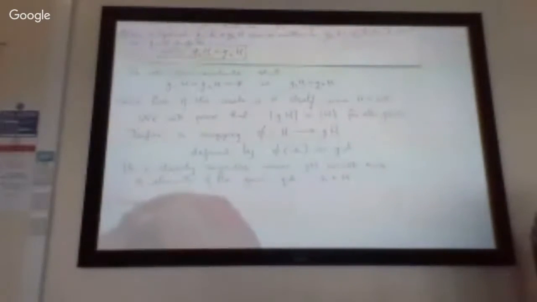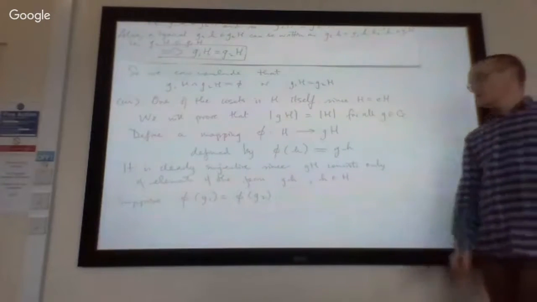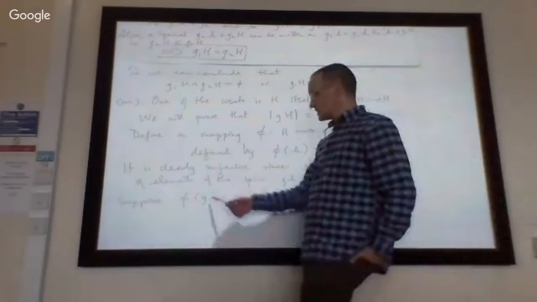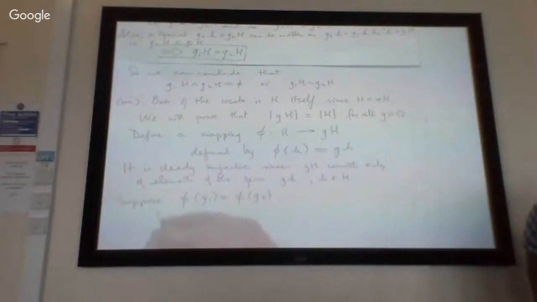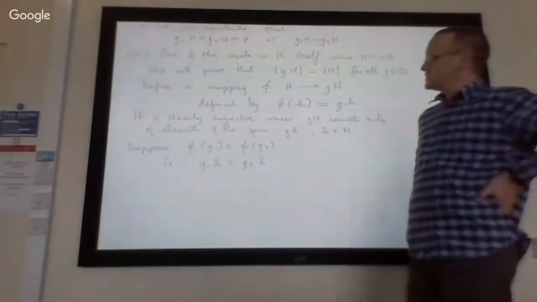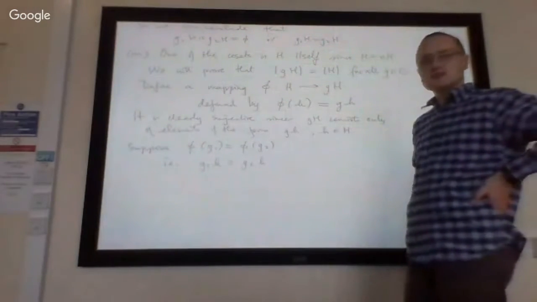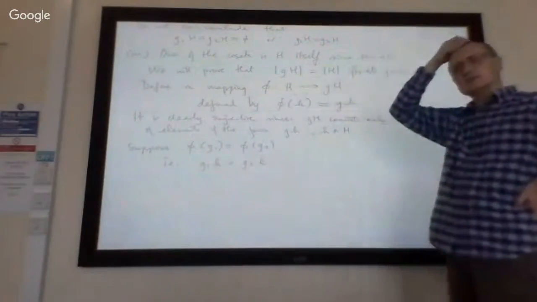Maybe the only thing to prove is that it's injective. So suppose phi of g1 is equal to phi of g2. This would arise if it were not injective. If it were not injective, there would be two different elements, g1 and g2, that took the same value. So we'll investigate that, i.e. g1h is equal to g2h. Could that happen? Could little g1 times h be equal to little g2 times h? And that's the definition of the value of phi on these two elements.